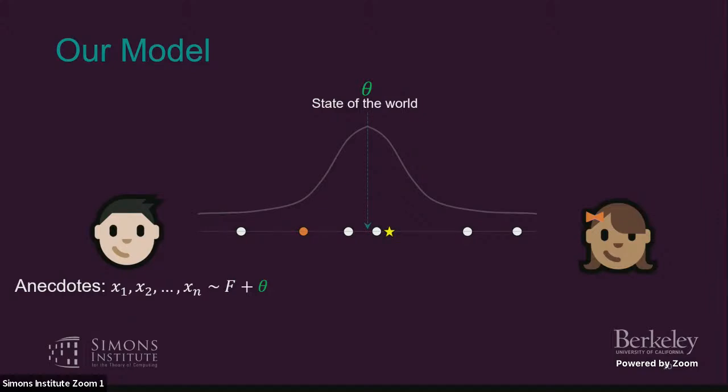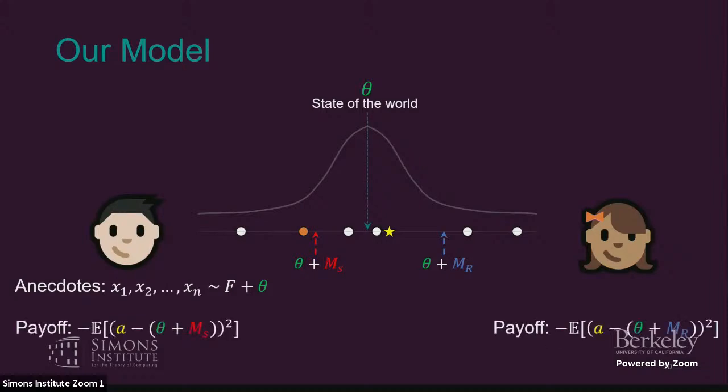And then the receiver will hear this and take an action. We are going to look at the payoffs as coming from what the sender's and the receiver's ideal actions are. The sender has their own ideal point: he wants the receiver's action to be close to theta plus some number, ms. And the receiver has her own ideal point, which is some shift of theta plus ms. They both want to maximize their payoff, or minimize the distance between the actions and their own ideal points.